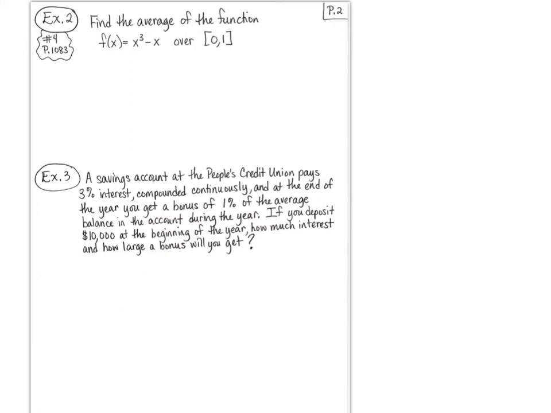Now, in example 2, we want to find the average of the function f of x equals x cubed minus x over the closed interval [0, 1]. So for this, we want to recall the formula for the average value of a function, which was f bar is equal to 1 over b minus a times the integral from a to b of f of x dx.